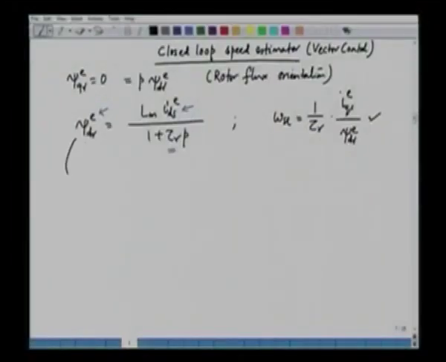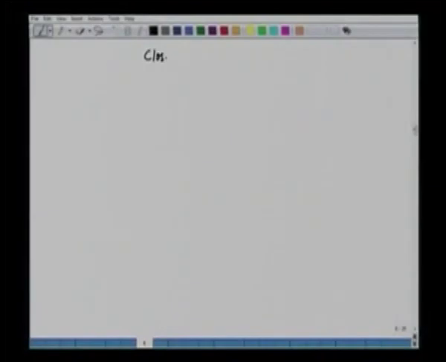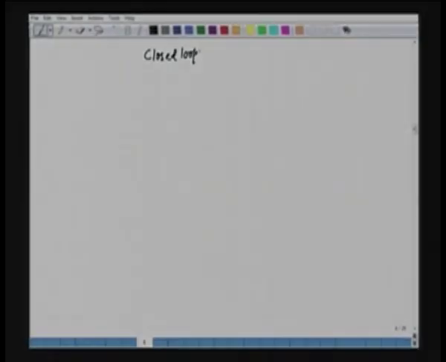vector control. Then from this equation, the equation for the flux, we can simplify this: tau r into p psi dre, that's equal to Lm into IDAC minus psi dr. So we can call this as maybe equation number 1, this as equation number 2, and this as equation number 3. So these three equations will help us estimate the rotor flux in a closed loop fashion. So we will see by means of a block diagram how we can estimate the rotor flux in a closed loop fashion. So we will see the closed loop speed estimator.